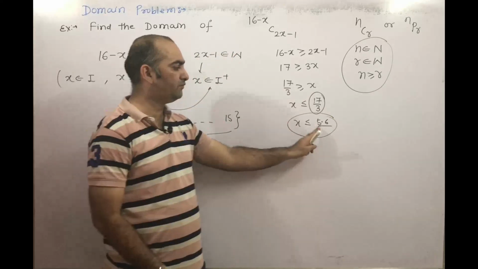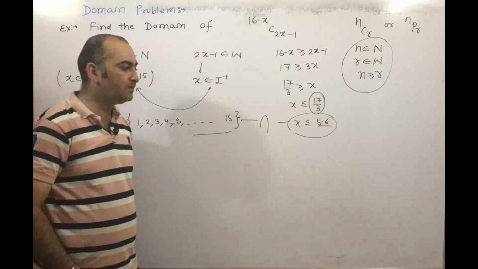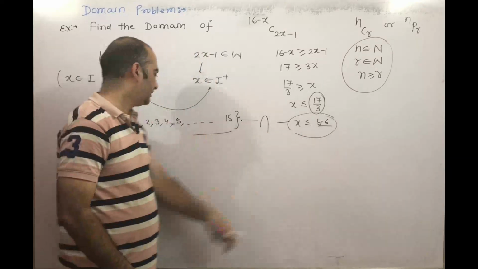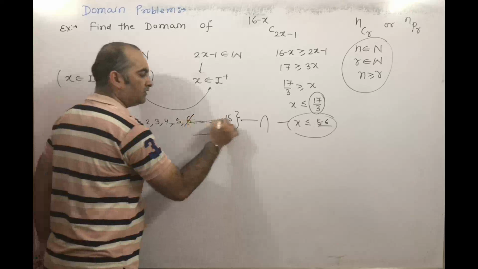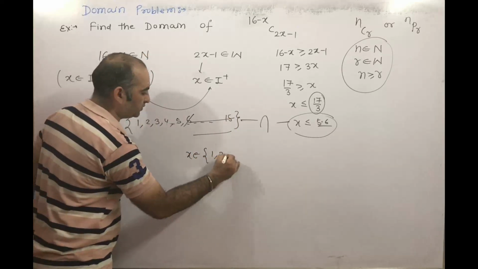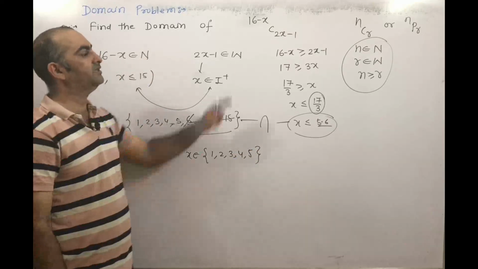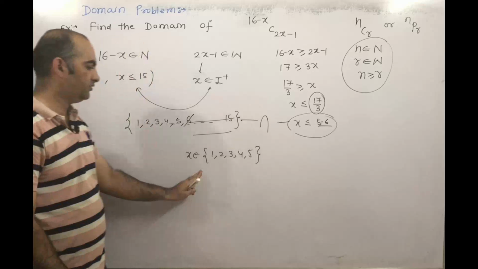Next thing we have to check is this one: x should be less than or equal to 5.6. Now if you take the intersection of these two, x should be less than or equal to 5.6. That means values greater than 6 all cancel. So the intersection is x belongs to 1, 2, 3, 4, 5. If I take x values like this, then it is defined, otherwise not defined. So this is your domain.